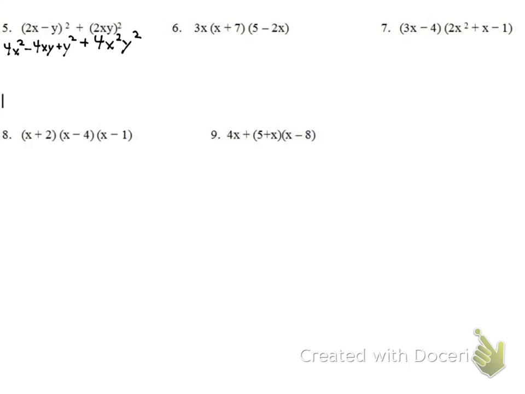Number 6, let's look at the first two terms to start, and we'll distribute. We get 3x squared plus 21x, and now I'm going to multiply that by 5 minus 2x. Now this is a good point here to use the box method. So if I use the box method, I'm going to write each of them, 2 terms by 2 terms. I'm going to put each of them in a bigger box here.